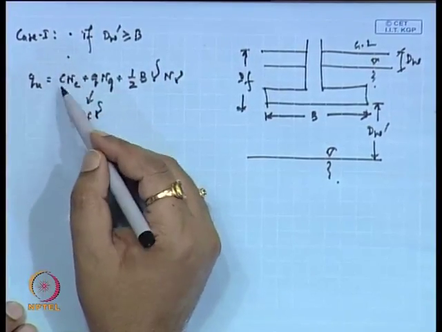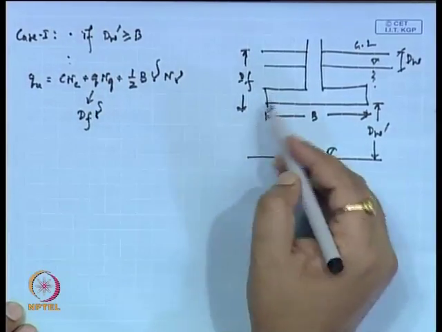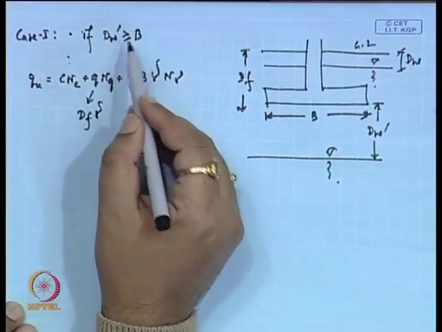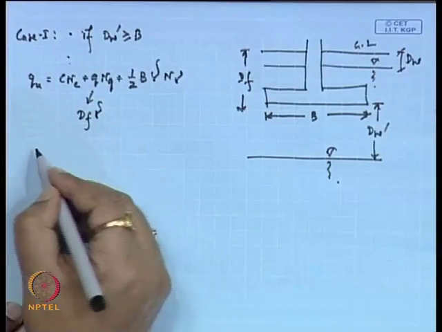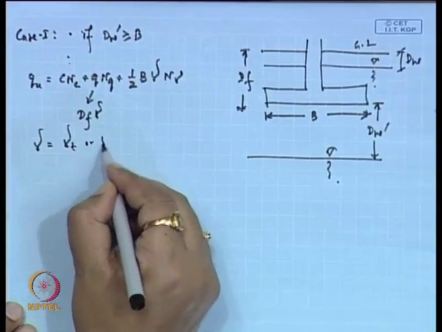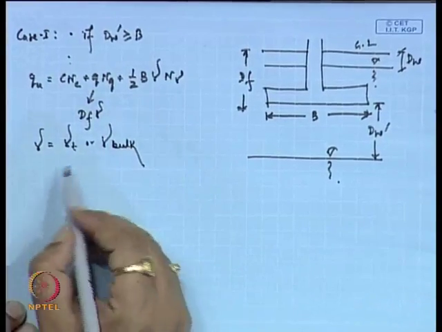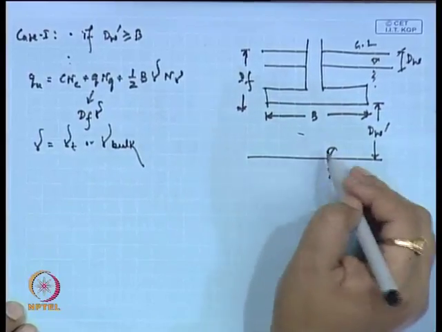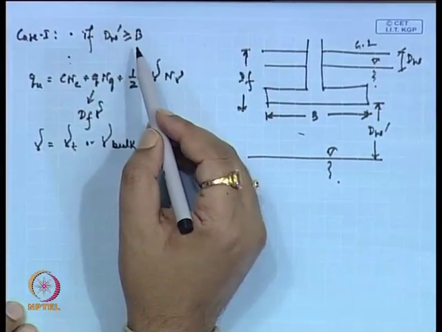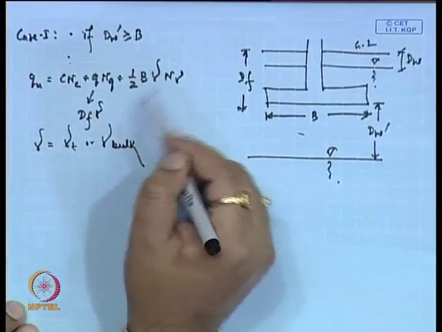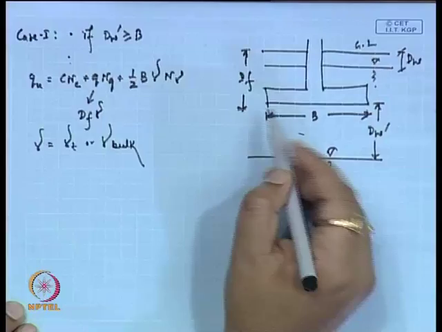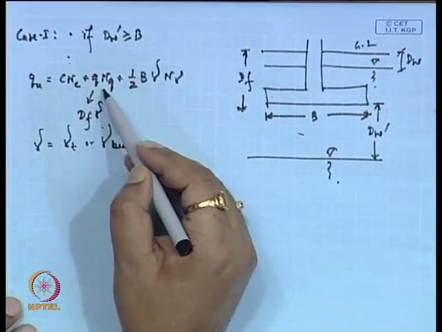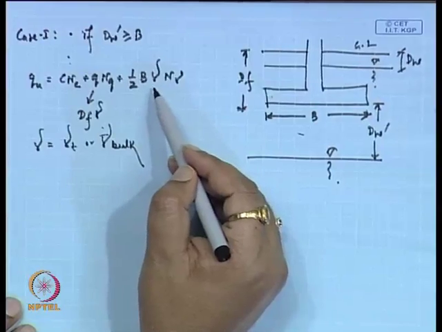So, the first term is the unit weight, and the second term has one gamma, which is above the foundation base, and the next one is below the foundation base. Now, in case one, if dW dash is greater than or equal to B, then gamma will be gamma T or gamma bulk, as this is the natural unit weight condition. So, in both cases the water table will not affect the bearing capacity expression. If the natural unit weight of the soil is gamma T or gamma bulk, then in this expression you have to use gamma bulk, and in this expression also you have to use gamma bulk.